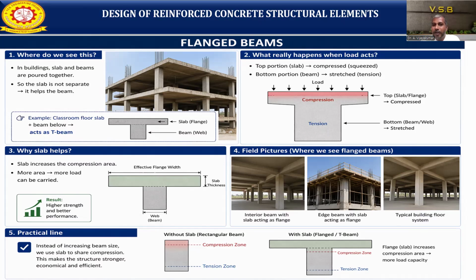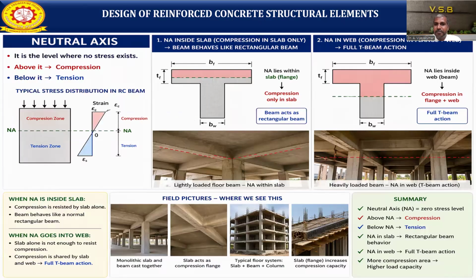Finally, what is a flanged beam? It increases the compressive area. When you increase the compressive area, it can take more load, and there will be better performance of the entire structure. In a flanged beam, we have a classification of two types, which we are going to discuss. The first case is the neutral axis lies in the flange, and the second case is the neutral axis is not in the flange, it is away from the flange. That means the neutral axis is in the web.